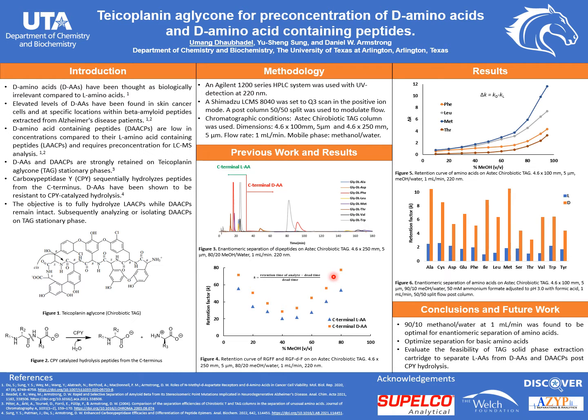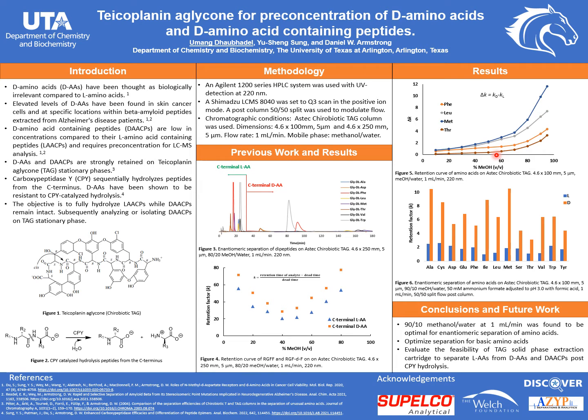We have a typical U-shaped curve here, with the peptides having high retention factors at high water concentrations as well as high methanol concentrations. In figure 5, the delta K is plotted against percent methanol. Delta K is the retention factor of the D amino acid minus the retention factor of the L amino acid. As you can see, as we increase the percent methanol in the mobile phase, the change in retention factor increases, which means that the amino acids are better separated. We found that 90-10 methanol water was the optimal concentration for these separations.